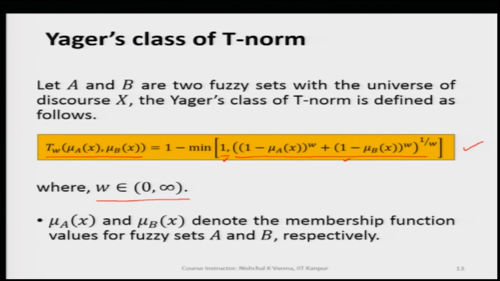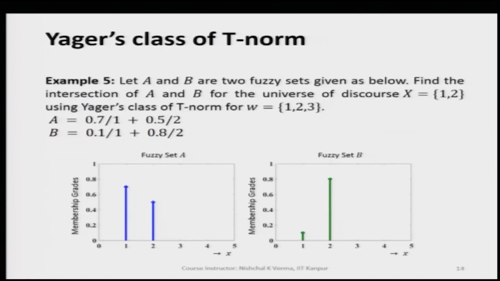So, when we are interested in finding the intersection by using the Yager class of T norm, let us see how it works. We have this example here where we have taken two discrete fuzzy sets A and B, the same discrete fuzzy sets as we have taken in the previous example.